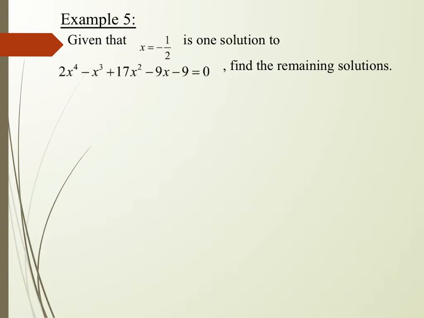So now I would like you to try your hand at this one, example 5. Given that x is equal to a negative 1/2 is one solution to 2x to the 4th, minus x cubed plus 17x squared minus 9x minus 9 equals 0. Find the remaining solutions. So please pause and see if you can do this particular problem, and we'll come back and show you how this works.